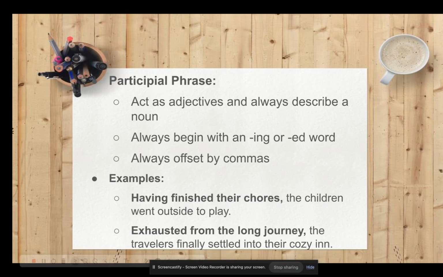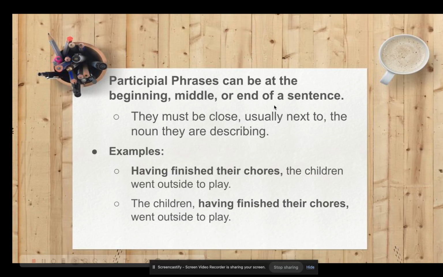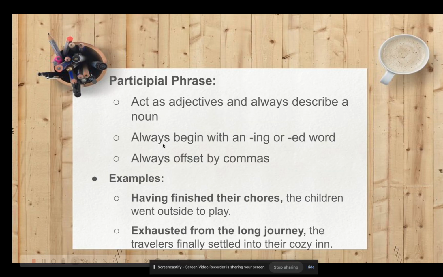Next, we have participial phrases. They're very similar to how appositive phrases work, but they always act as adjectives and always describe a noun. But they begin with ing or ed words, and they're always offset by commas. So, pretty similar to appositives. They act as adjectives. They always describe a noun. Always offset by commas, same as appositives. The difference is these begin with an ing or ed word.